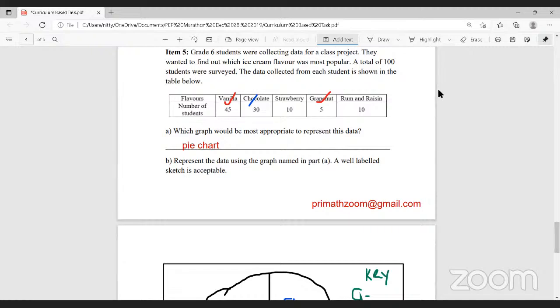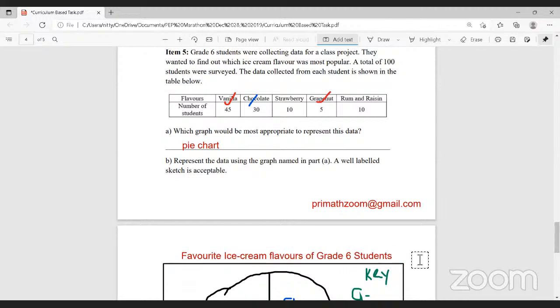Anissa says favorite flavors of students in grade 6. Favorite what flavors? We have to be precise. Favorite ice cream flavors of grade 6 students. That could work. So let us use that. Favorite ice cream flavors of grade 6 students. All right, this can work.